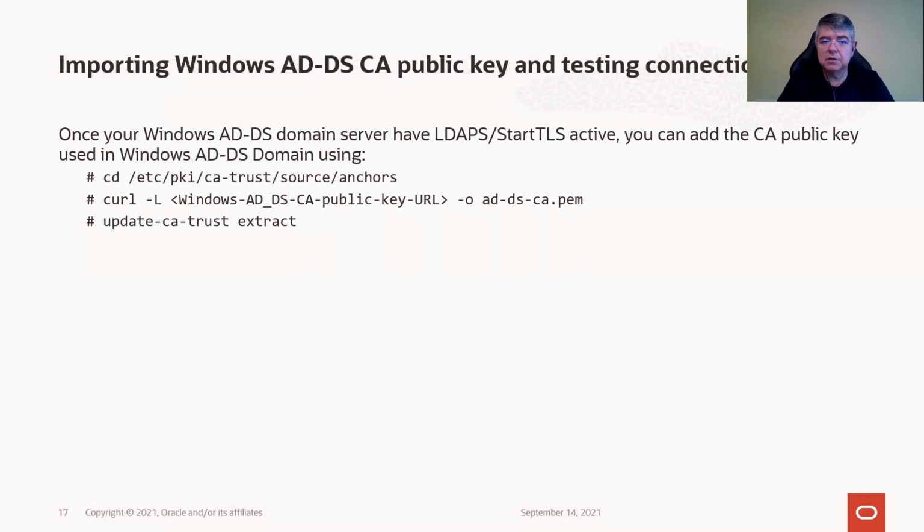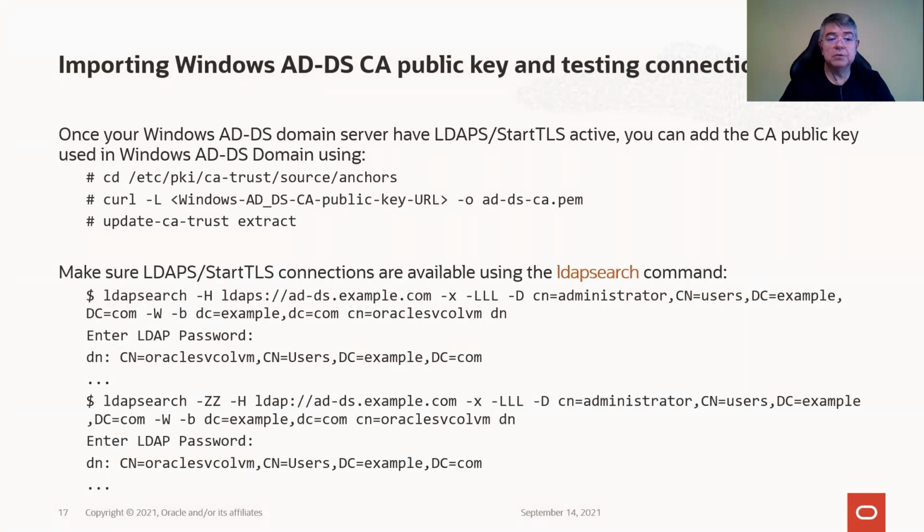Basic steps. All the certificate authorities and public keys are stored in a CA trust environment in your Linux machine. You can access the directory /etc/pki/ca-trust/source/anchors, download the CA public key to your system, and update the CA trust using the extract option. Using this, you're going to import that certificate authority public key into your Linux machine, and your system will use it while connecting.